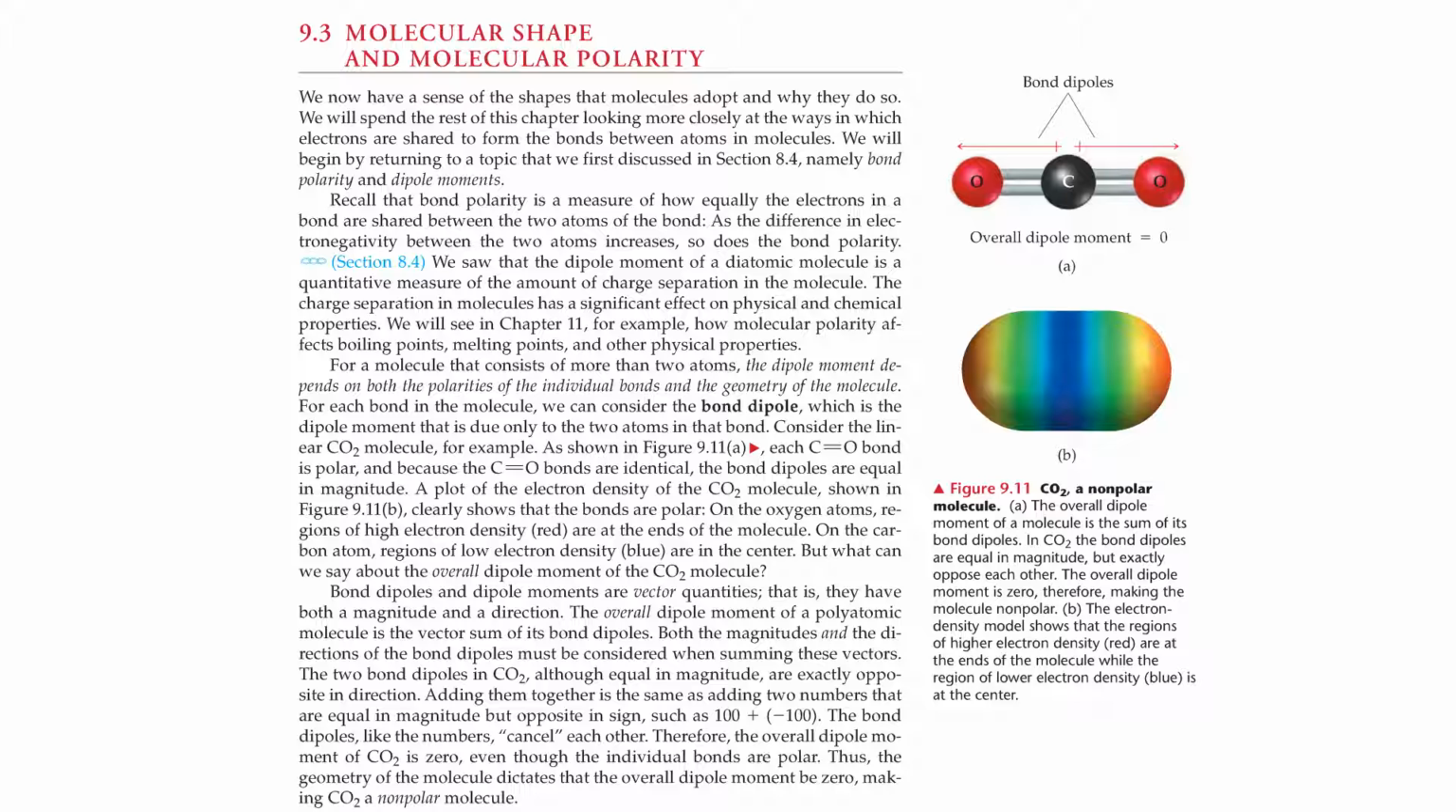Figure 9.11, carbon dioxide, a nonpolar molecule. A. The overall dipole moment of the molecule is the sum of its bond dipoles. In carbon dioxide, the bond dipoles are equal in magnitude, but exactly opposite each other. The overall dipole moment is zero, therefore, making the molecule nonpolar. B. The electron density model shows that the regions of higher electron density, red, are at the ends of the molecule, while the region of lower electron density, blue, is at the center.